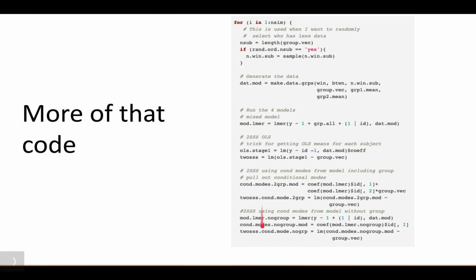Then I have the pseudo 2-stage summary statistics approaches. This first one is the one using conditional modes from the model that includes group. So that's this model right here that I already ran. So this is pretty stupid, right? Because this model already had the p-value I needed for comparing the groups.